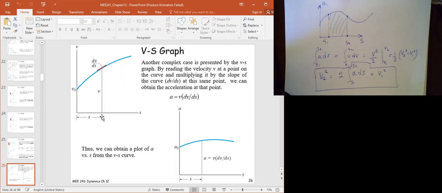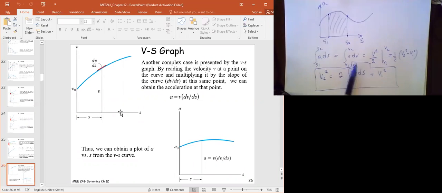So let's say you're trying to get the acceleration at that point. How do you get the acceleration at this point? Can someone tell me? You multiply the current value of the velocity, right? Let's say you want the acceleration at s equal to 2 meters. You go to 2 meters, you go up, and you find the velocity, because you already have the velocity as a function of s. Then you multiply the velocity by the slope, dv ds, at the same position. So you simply multiply v times dv over ds, and you'll be able to get the acceleration.